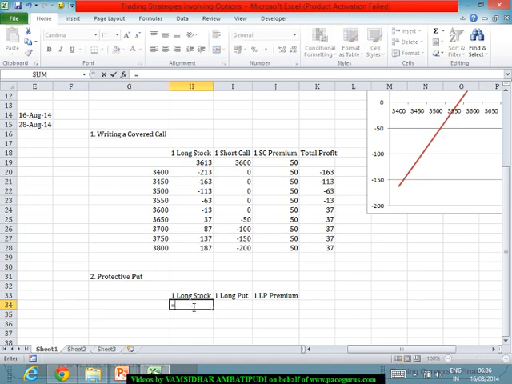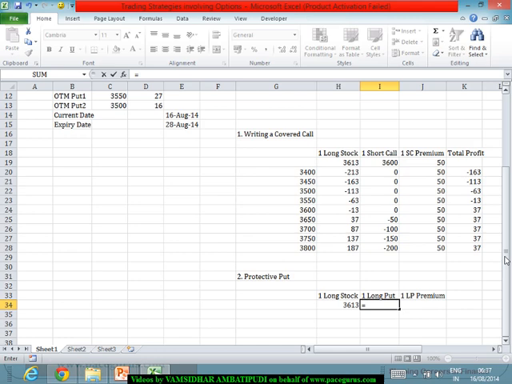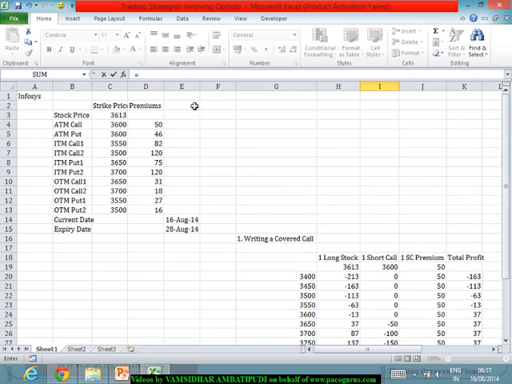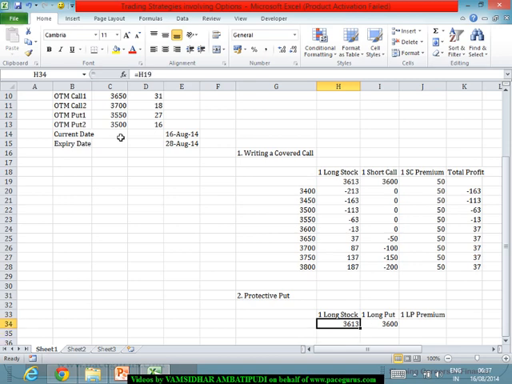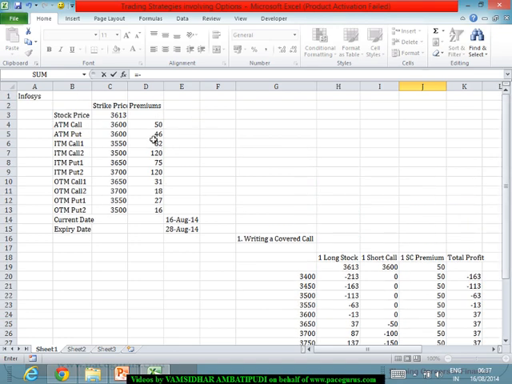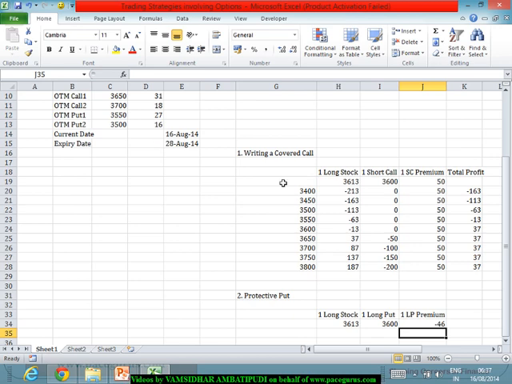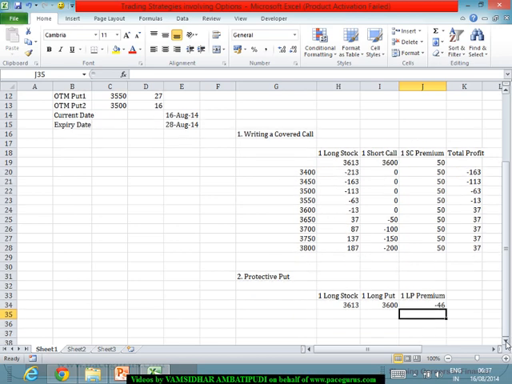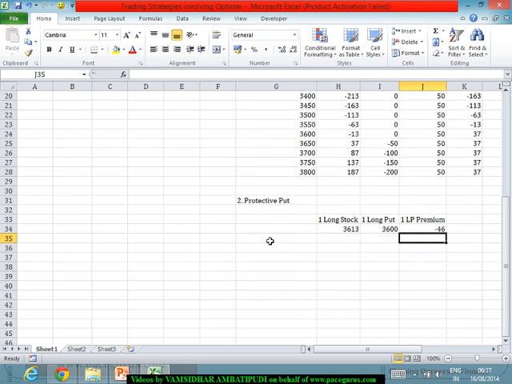One long stock, I'll take it exactly the same. One long put also, I'll take the strike price of the put. I'll take the ATM put itself. The premium for it is going to be 46 bucks, but because it's a long position, it's a cash outflow for me. Fair enough. So these are the numbers at the beginning of the contract.